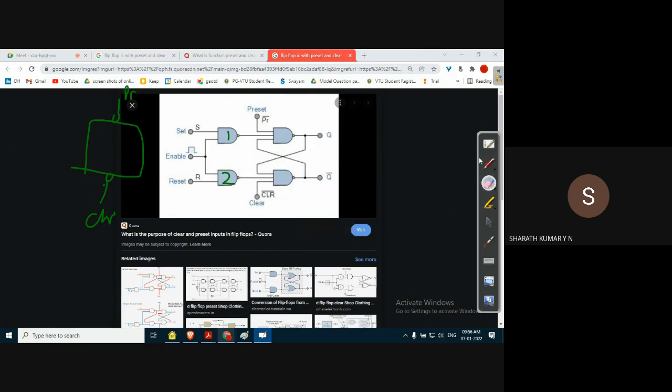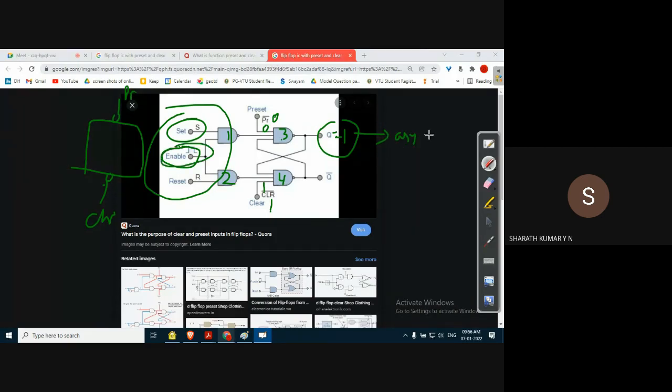Now if preset is 0, for example, preset is 0 and clear is 1, the fourth NAND gate output depends on the other inputs. Whereas for the third NAND gate, since preset is 0, irrespective of any other input, that is S input or JK input or enable or clock input or clear input, output Q is set to 1. Output Q is fixed at 1. It is an asynchronous condition because it does not depend on the clock pulse, and hence it's called the preset condition. Irrespective of any other input condition or previous output condition, output is set to 1.